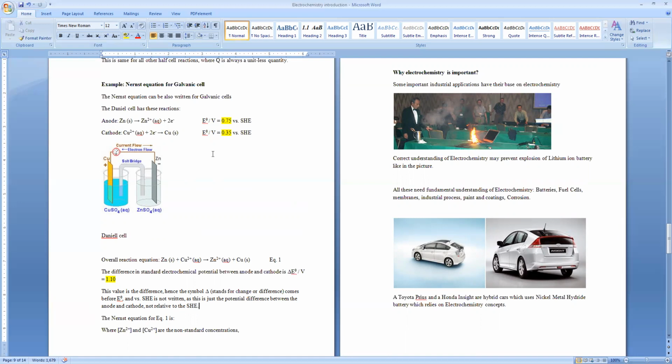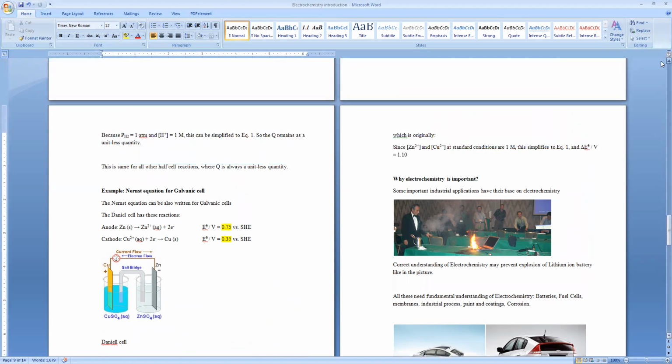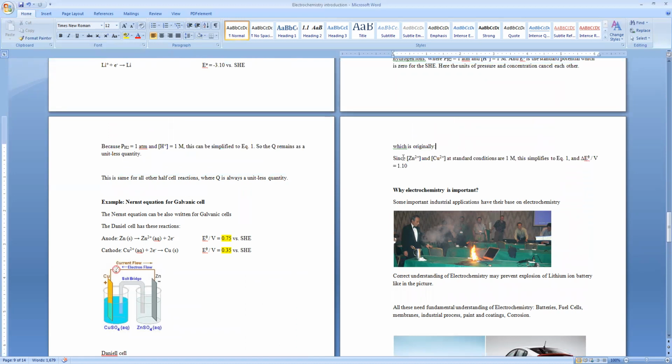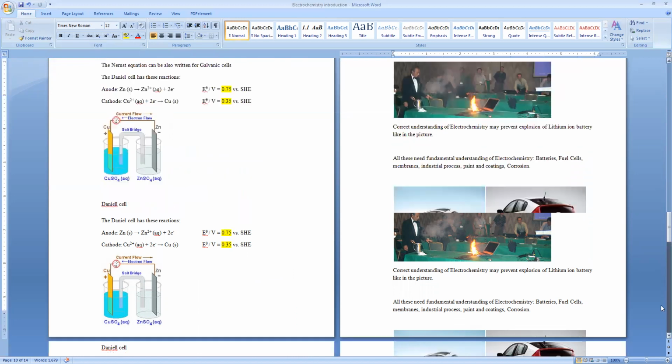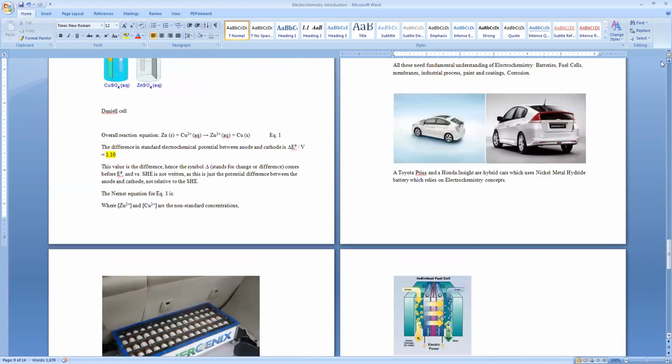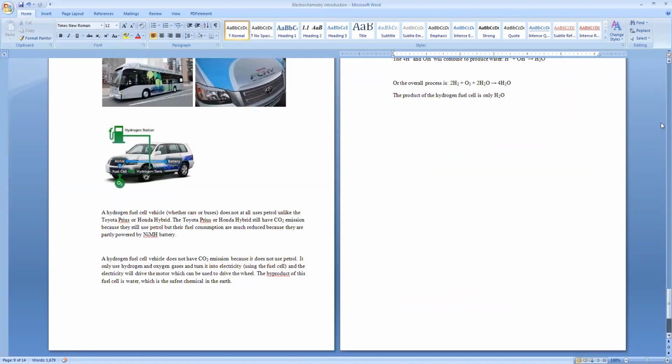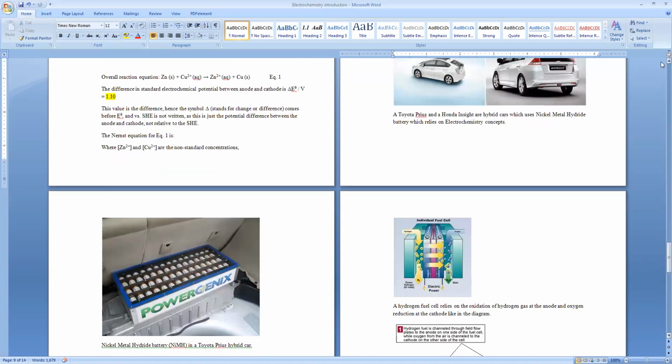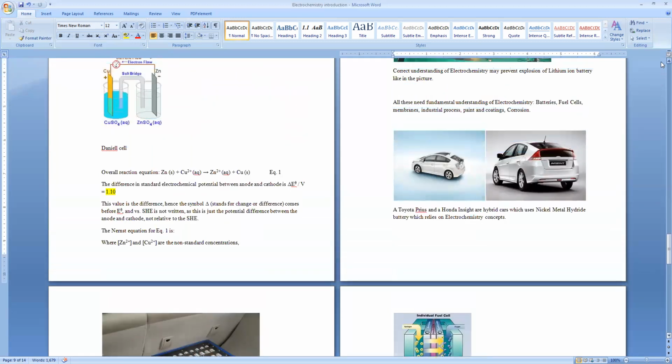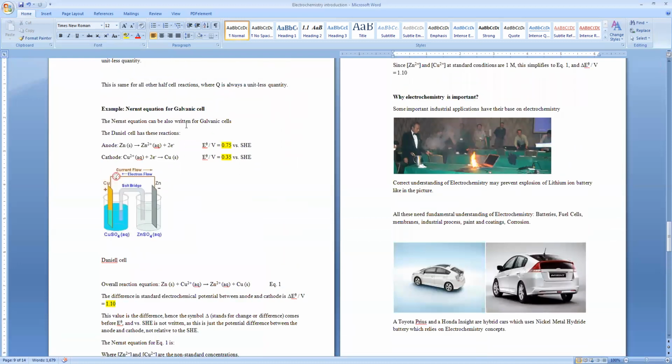So to write the Nernst equation for this reaction, zinc 2 plus and copper 2 plus are at non-standard concentration. Originally, zinc 2 plus and copper 2 plus ions were at standard condition, 1 molar. It simplifies to equation 1, which is like for example here. So this is the Nernst equation for the Daniell cell.